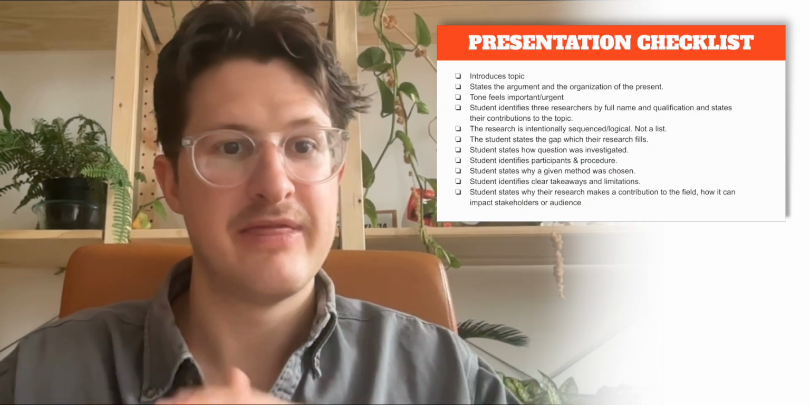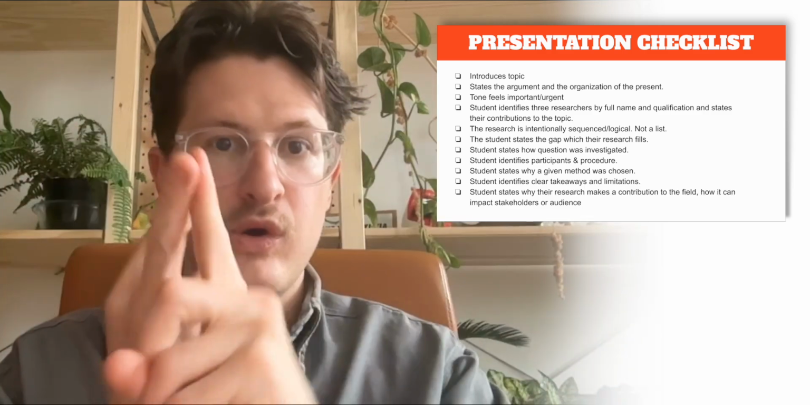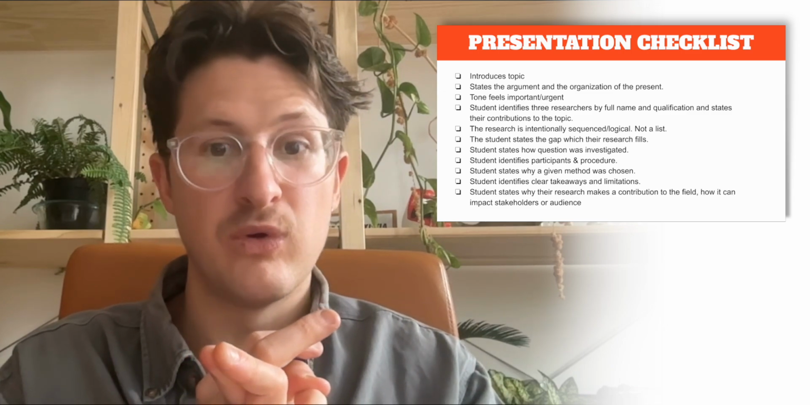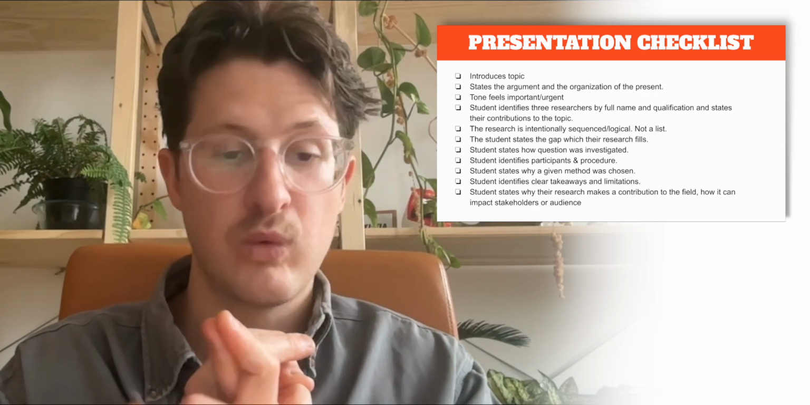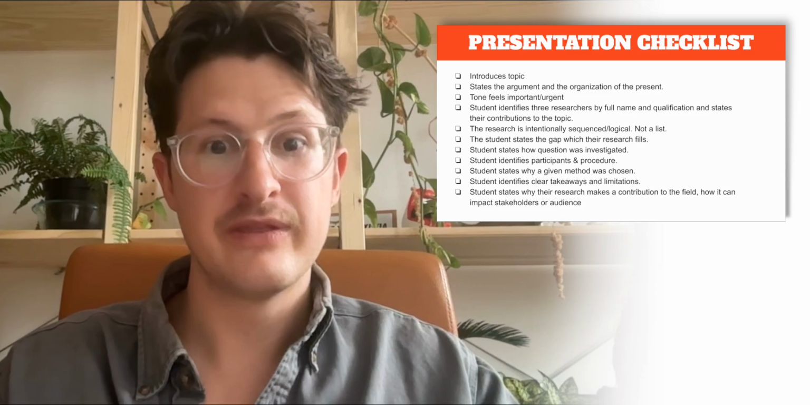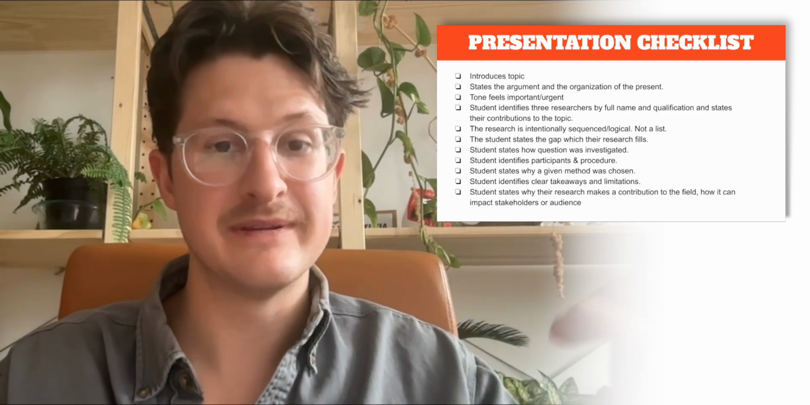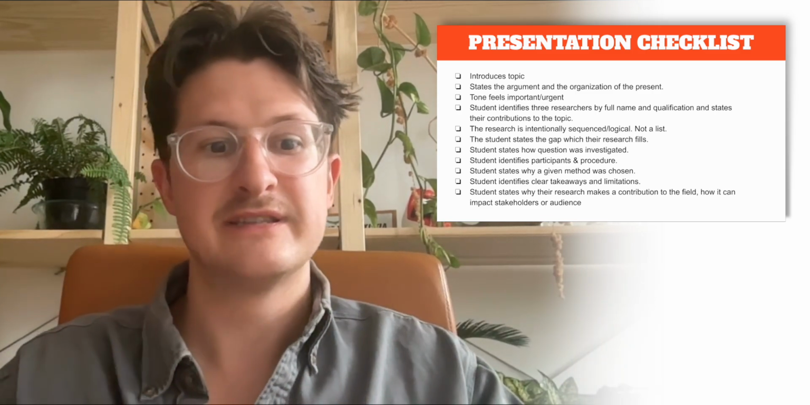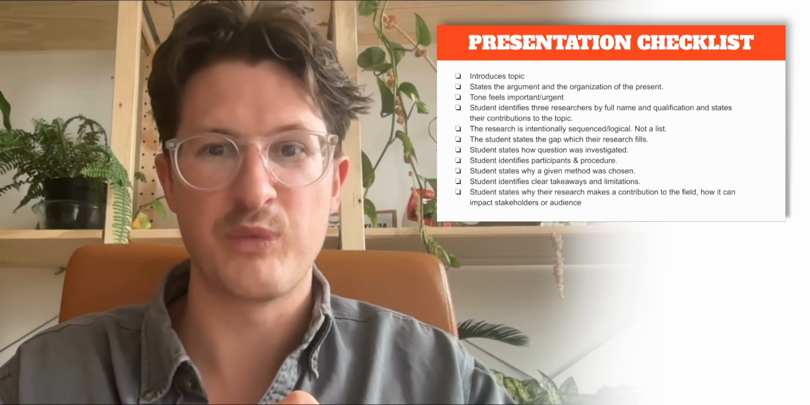Okay, there's a checklist for the presentation. Topic, argument, tone feels appropriate. At least 3 researchers identified by full name, right? Like the literature review, tell us where in the world your research fits in. The research is intentional. There's a gap, how the question was investigated, and then of course going into some of the details like they do in the method section, why they chose the method, some limitations, and then of course how it contributes, how it impacts the broader world.